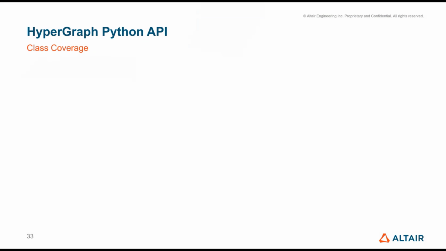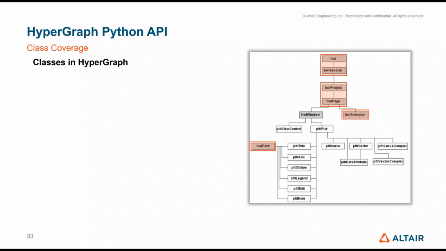HyperGraph, again, we start with the class coverage. So here you see the framework coverage. There are less classes in HyperGraph, obviously. So we cover the HyperGraph specific for XY plot. So it's just XY plot, not complex or bar charts or so. The relay window specific attributes and methods. We have curve XY and math XY classes, please be aware we have no vector classes like in the legacy API.